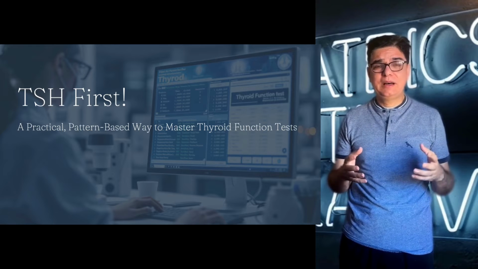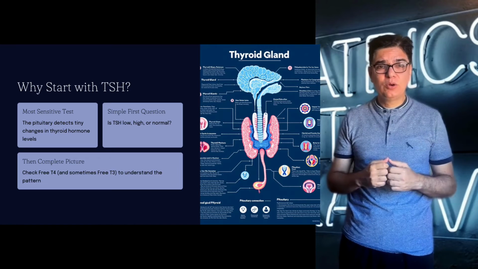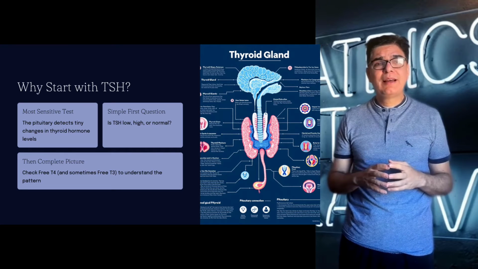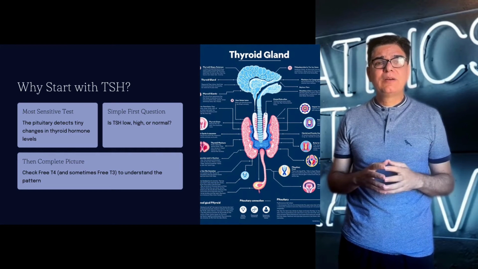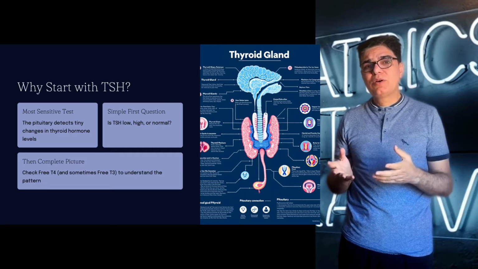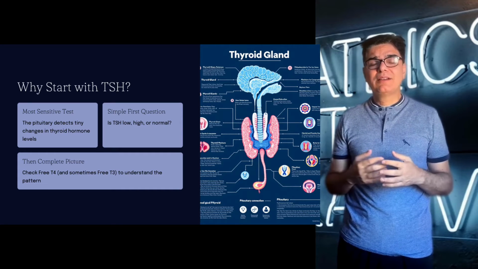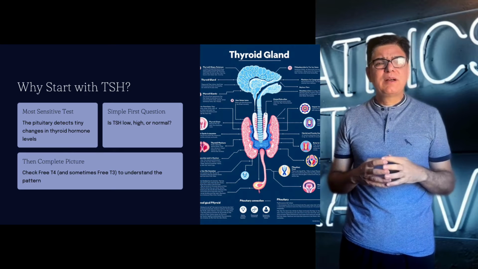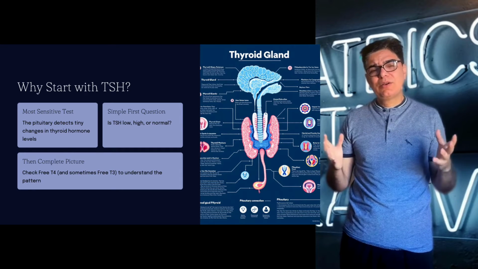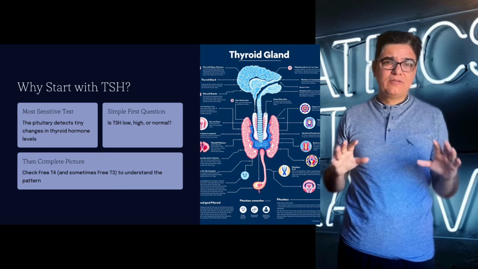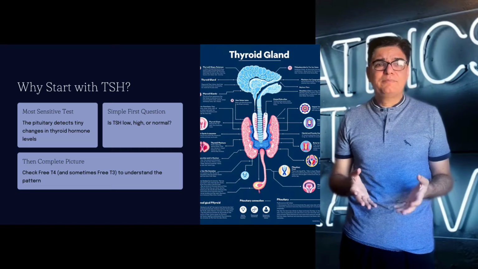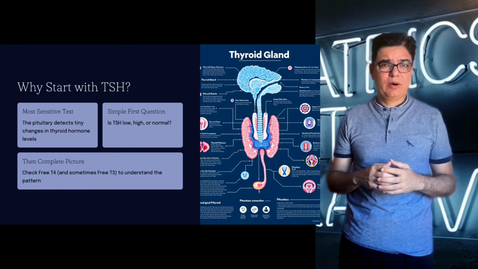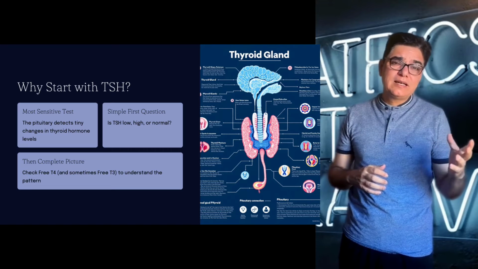So let's begin with the question. When you get your thyroid function test back, what is the very first thing you look at? And that's right, that is thyroid stimulating hormone. Now TSH is the most sensitive marker because the pituitary gland detects even tiny changes in your circulating thyroid hormones. So the practical approach is always start with TSH, and after that you look at the free T4, and if needed you also look at free T3. So today we will structure our entire presentation around this simple but powerful first step, and that is TSH always first.